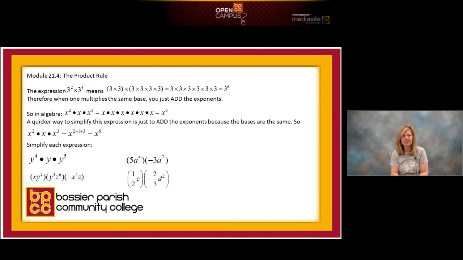So look at my next example in our PowerPoint slide. I have x squared times x cubed. Now I want you to pay close attention. We are not adding, we are multiplying. If I asked you to add x squared to x, you couldn't add those because they're not alike. So here's where the confusion begins.